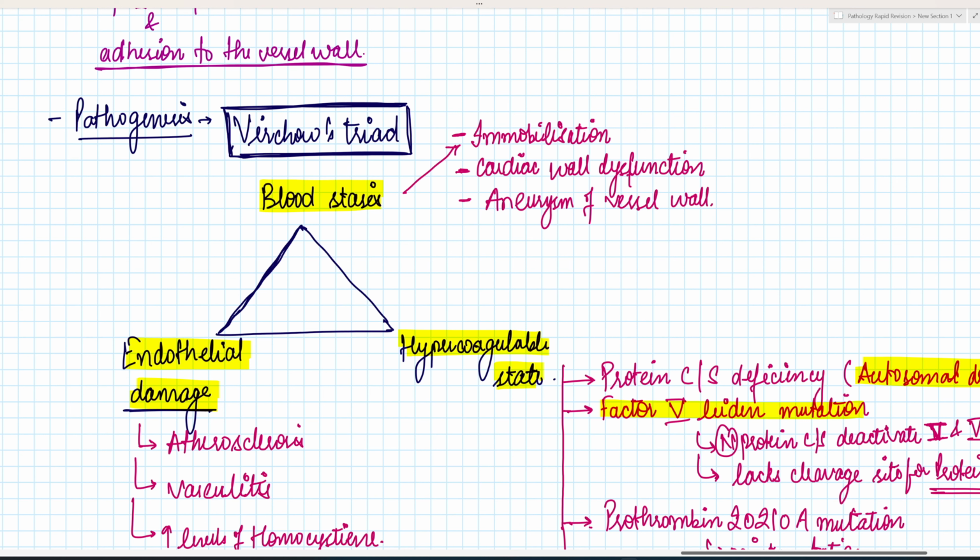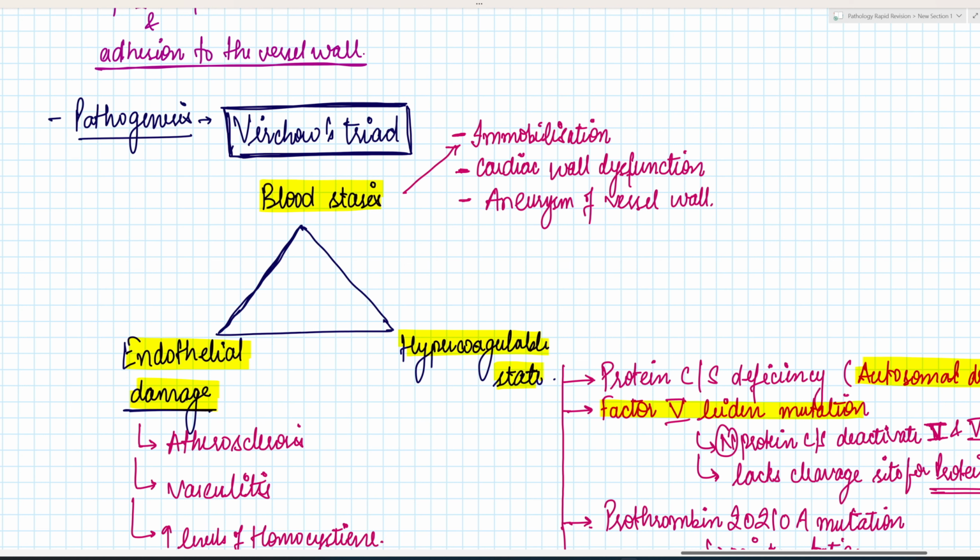Also, we can include Takotsubo cardiomyopathy, which is another heart failure disease that can cause cardiac wall dysfunction and hence blood stasis. So the third one, an important one, is aneurysm of a vessel wall, and we know that an aneurysm is the dilatation of a vessel wall.